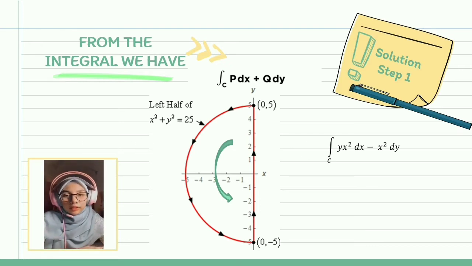From the integral, we have P equals yx squared and Q equals negative x squared. Remember that P is multiplied by dx and Q is multiplied by dy. And don't forget to pay attention to signs. It is easy to get in a hurry and miss a sign in front of one of the terms.